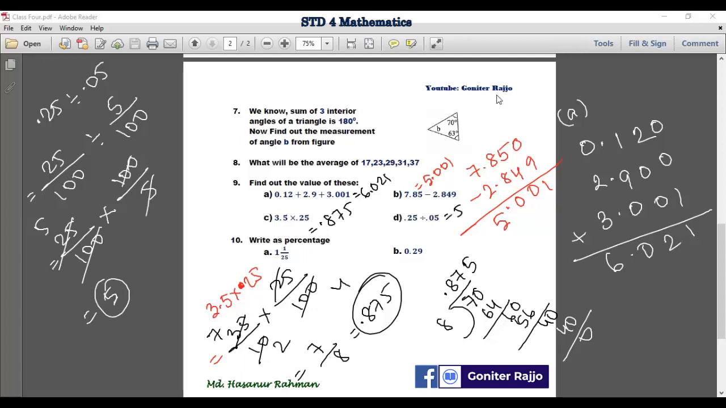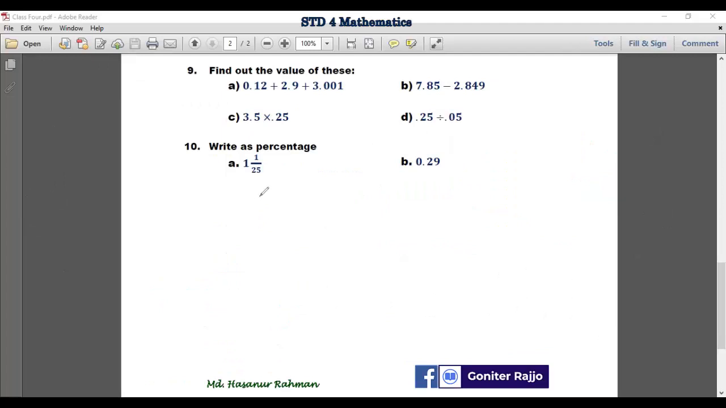So we can solve number 9 very easily. Now our last problem, number 10. Number 10 says write as a percentage. So 1 whole 1 by 25. So we have to convert this one into a percentage. So how can you convert? 1 whole 1 by 25, that means 25 times 1 is 25, plus 1, that is 26. So if we want to convert this as a percentage, we have to multiply this by 100%. That is a very simple way to convert it. 100 by 25, that will be 4. So 4 multiplied by 26, that is 104%. So we can solve this type of problem in that way. So 1 whole 1 by 25 will be 104%.